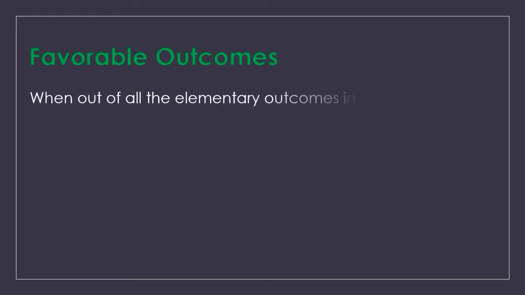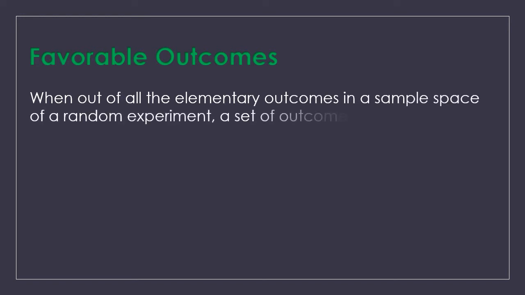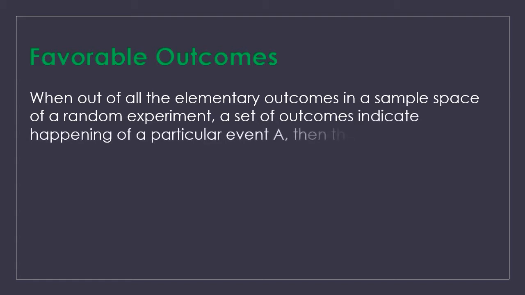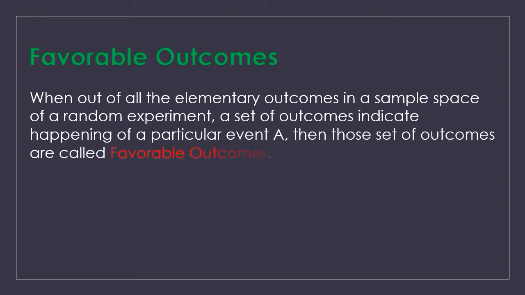The second term which we need to understand before the definition is favorable outcomes. When, out of all the elementary outcomes in a sample space of a random experiment, a set of outcomes indicates the happening of a particular event A, then that set of outcomes is called favorable events. So the favorable outcomes or favorable events are the outcomes which indicate the happening of a particular event A out of the sample space of a random experiment.